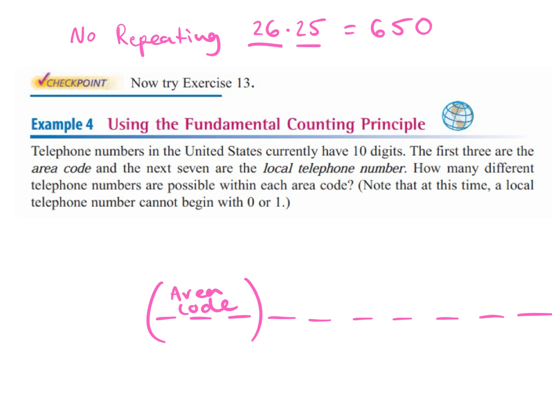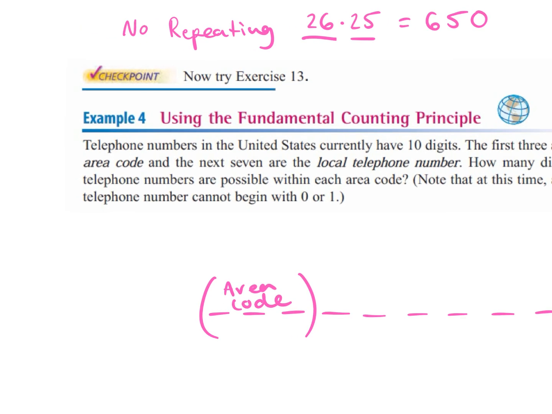So the first 3 is going to be 954. We can't change that. All of our possible options are going to have the same area code, so we're really just looking at the next 7 spaces. How many digits total do we have? 10.